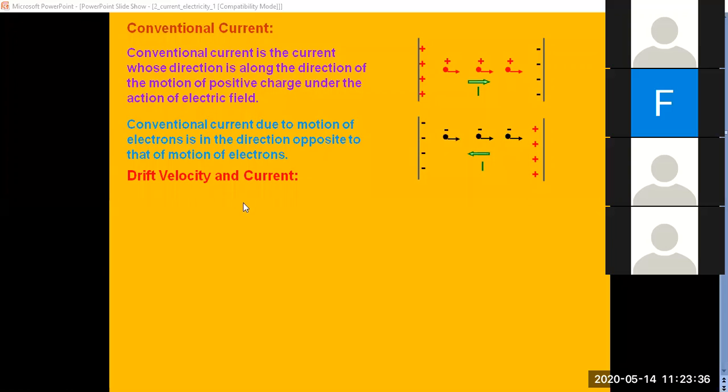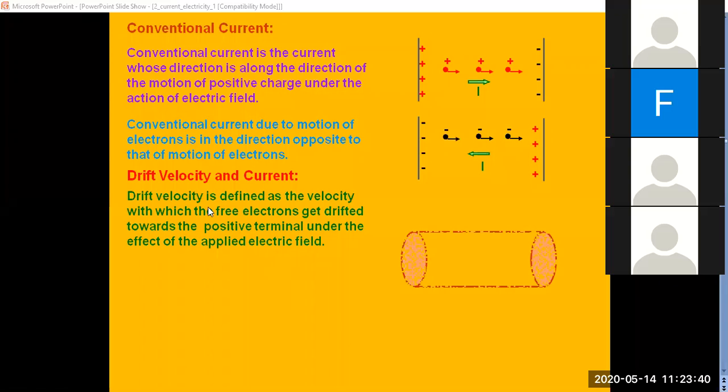So the drift velocity definition is already told to you. It is the velocity with which electrons are drifted. Just look at this diagram here. This is a conductor. Whenever you have a conductor, I will be the total current which is passing, L will be the length of your conductor, and A will be the area of cross section of your conductor.